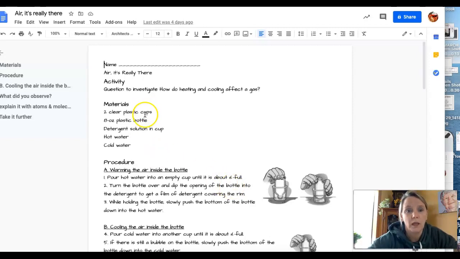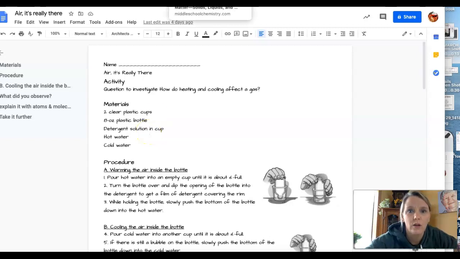All you need is 2 plastic cups, one with hot water and one with cold water in it. A plastic bottle. I'm using an 8-ounce plastic bottle. You can use whatever plastic bottle you want, as long as it fits into the cup, kind of like this picture right here. And then some detergent solution on a plate or in a cup of some sort. And detergent solution just means some dish soap mixed with a little bit of water, okay?